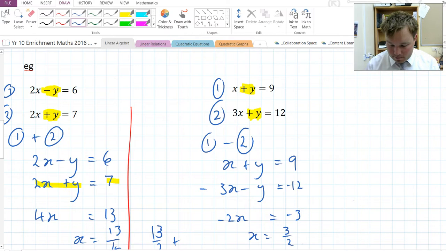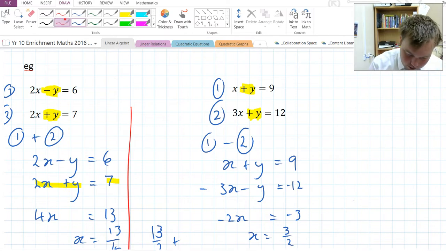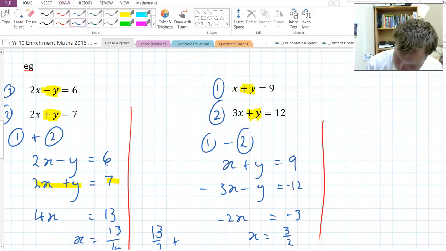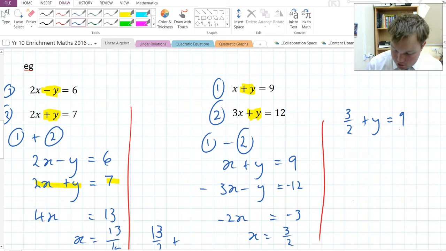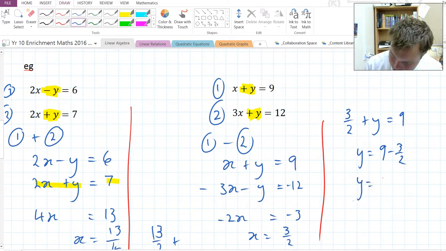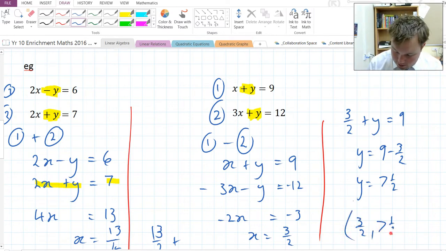We need to sub it in. I'm going to sub it into equation 1 because it looks like a simpler equation. 3 on 2 in place of x plus y is equal to 9. Take 3 on 2 from both sides. Y is equal to 9, take 3 on 2. 9 take 1.5. What's that, 7.5? Y equals 7.5. Give your answer as a coordinate point. 3 on 2, 7.5.